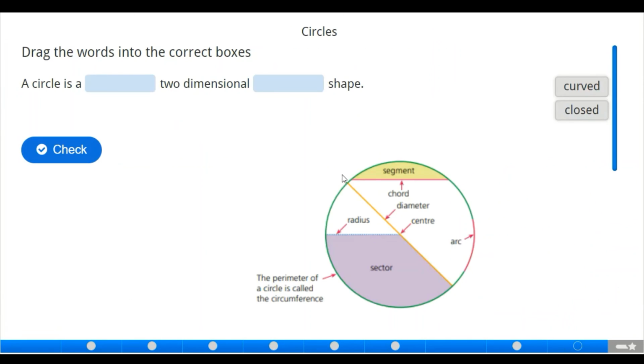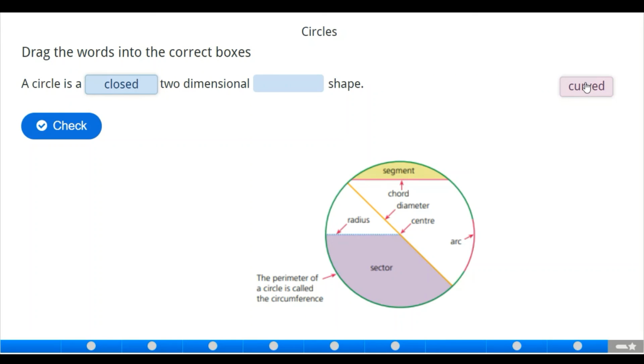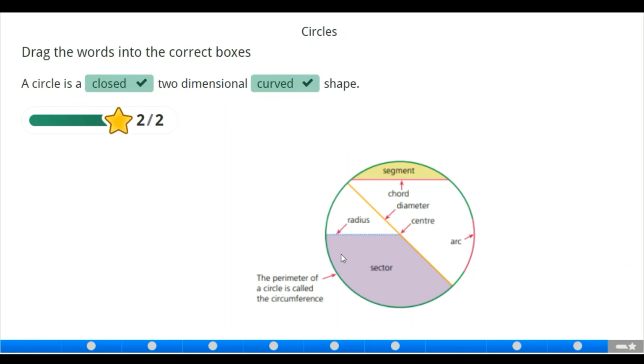Okay, now let's look at a circle. A circle is a closed two-dimensional curved shape. Look at the structure that we have here. It is a round shape. So it's a closed two-dimensional curved shape, or a round shape. And the perimeter of a circle is what we call the circumference.